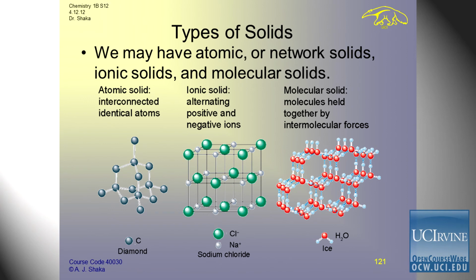Okay, let's talk about 3 different types of solids. An atomic solid is interconnected identical atoms. And here I've drawn, I didn't draw it, but I mugged it up, a piece of diamond in which you can see that each atom has this beautiful tetrahedral coordination of 4 other carbon atoms. Very, very, very hard material. But there are materials nearly as hard as diamond.